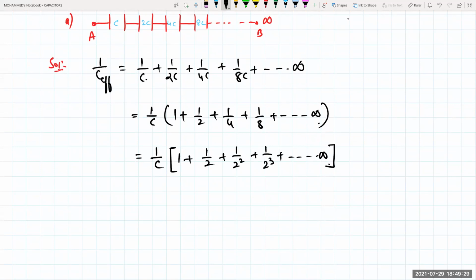So 1 plus 1 by 2 plus... what is the common ratio in between? 1 by 2. Then 1 by 2 plus 1 by 4, what is the common ratio in between? 1 by 2. So I can use your geometric progression.